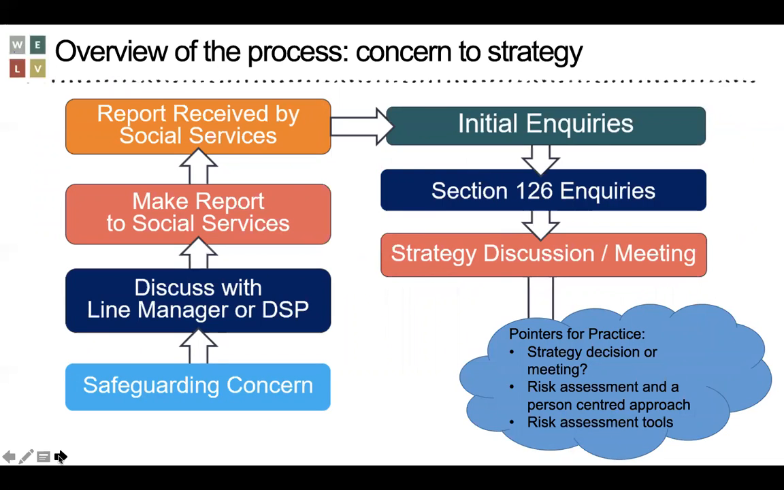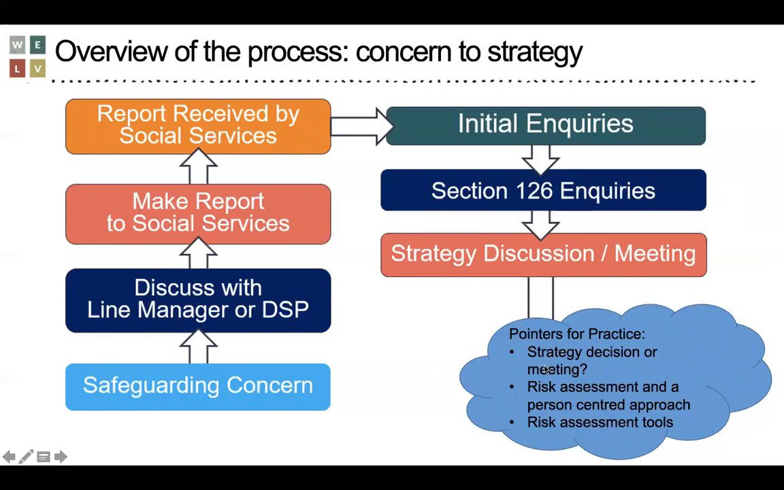So before we explore the remit and the purpose of strategy discussion, a reminder of the stages that we followed. The concern has been identified, discussed with the line manager or designated safeguarding person. The report has been made and received by social services. Social services have initiated those initial inquiries and have made the decision then to pursue a section 126 inquiry, and in conclusion of those inquiries has determined that a strategy discussion or meeting is required.